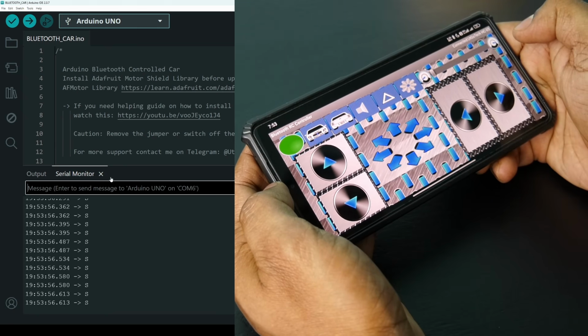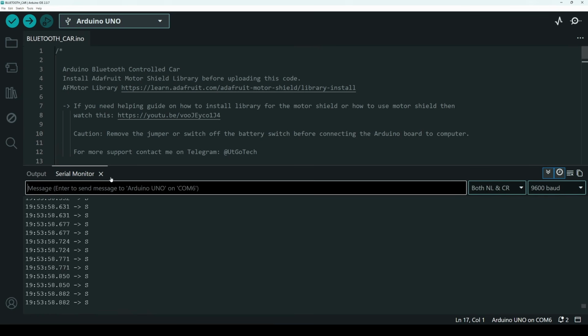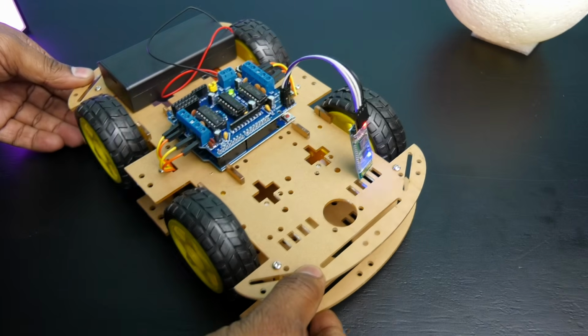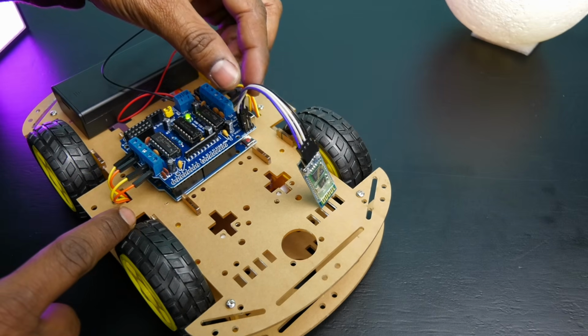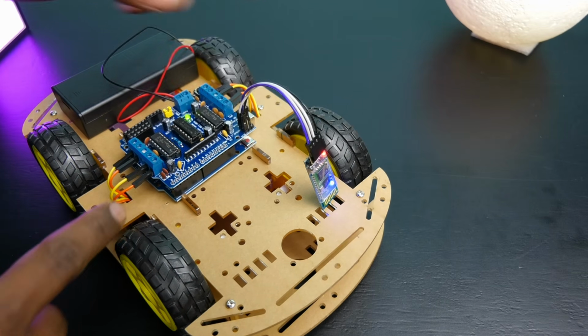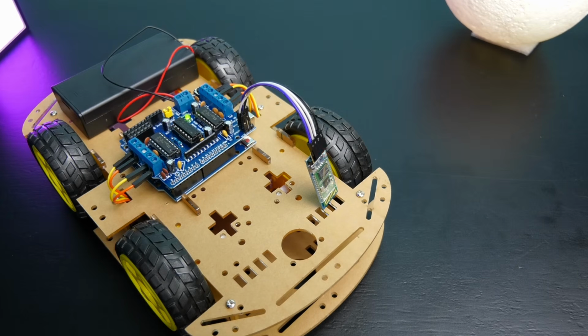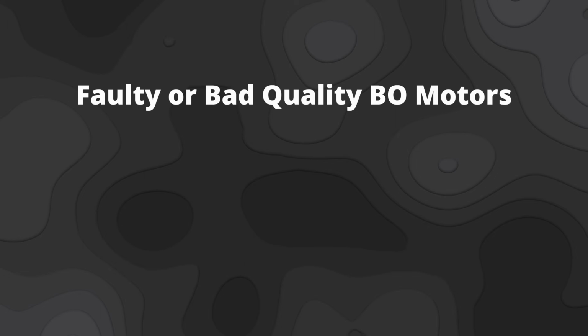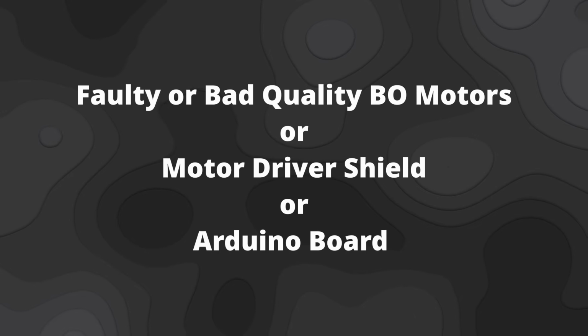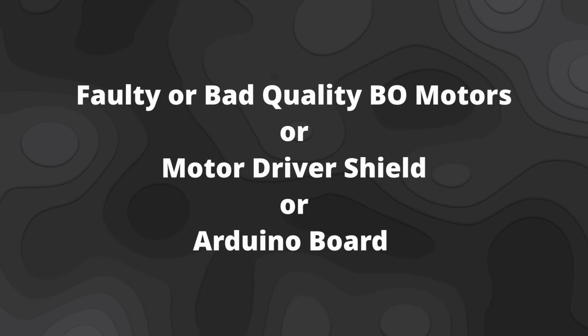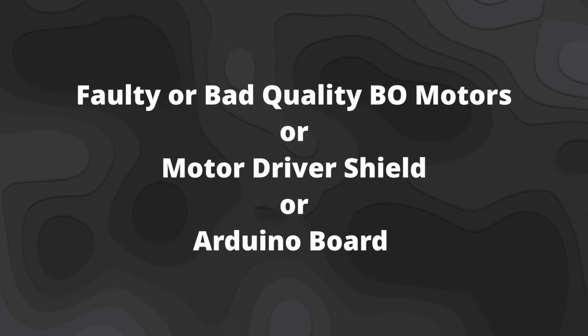If it's not printing like that and instead showing garbage characters, then it's a loose connection issue or power issue. Simply replace the wires used to connect the Bluetooth module with good quality wire and you are good to go. If the garbage characters still show up in the serial monitor, then it is due to faulty or bad quality BO motors or motor driver shield or Arduino board itself. Unfortunately, you have to replace the faulty components.